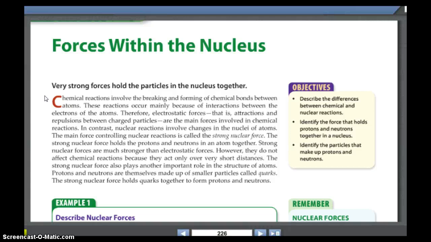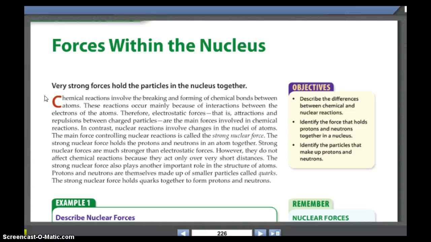Okay, now that happens when you gain, lose, or share what? Electrons. Okay. Now we're talking about the nucleus. Now we're talking about the protons and the neutrons reacting. So these chemical reactions occur mainly because of interactions between the electrons of the atoms. Therefore, electrostatic forces, that is, attractions and repulsions between charged particles, like positive, positive, repel, positive, negative, attract, those are the main forces involved in chemical reactions.